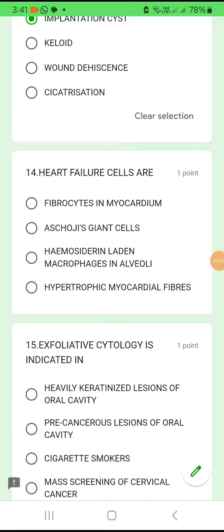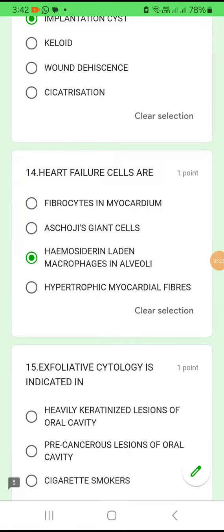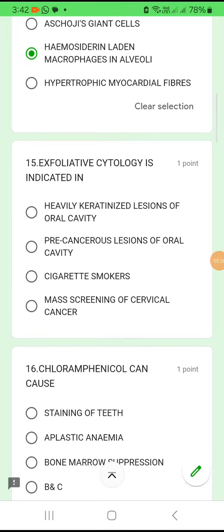Question number 14. Heart failure cells, what are heart failure cells? Fibrocytes in the myocardium, Aschoff's giant cells, hemosiderin-laden macrophages in alveoli, or hypertrophic myocardial fibers. So heart failure cells are mainly present in the alveoli. So option C, hemosiderin-laden macrophages in the alveoli. Option C is the right answer.